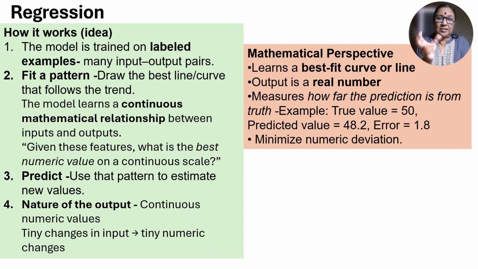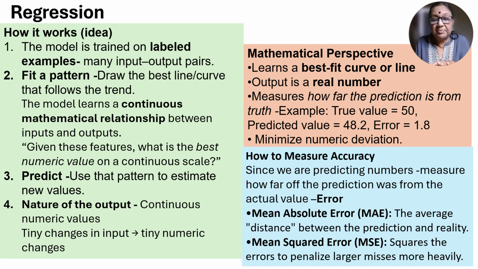So what you're doing with the data, input and output, is trying to fit a curve or a line, and the output is a real number. For example, it measures the distance between what was predicted and the true value. Remember, the true value is there because it's supervised learning. Suppose the true value is 50 and you predicted 48.2, then there is an error of 1.8. The job of a regression model is to minimize this error.